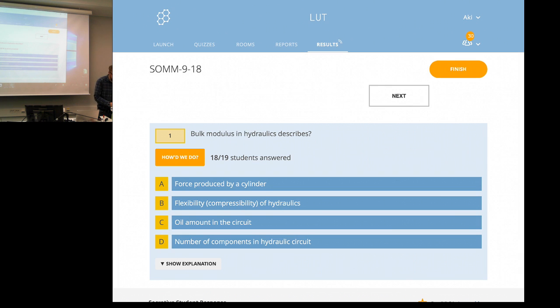Let me go over these options again. Force produced by a cylinder, that's one option. Flexibility, compressibility of hydraulic oil, amount of oil in the circuit, number of components in the hydraulic circuit. Only one is correct, but which one? This is quite easy, I would say. It is extremely easy, is it not? Quite easy.